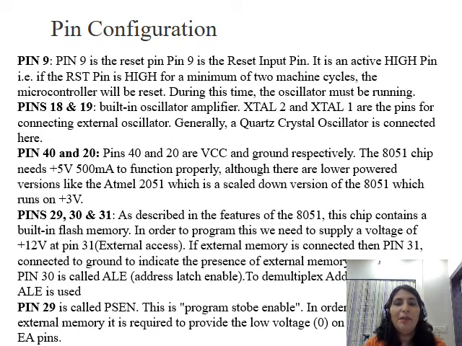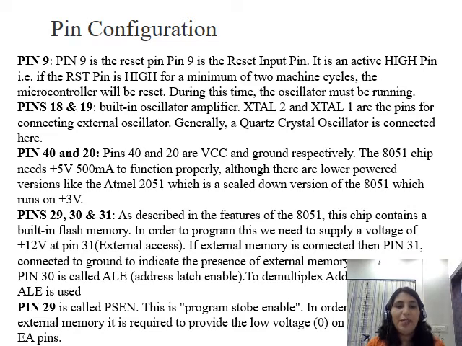If external memory is connected, then pin number 31 is connected to ground, to indicate the presence of external memory. Pin number 30 is called the address latch enable. Now earlier I have mentioned that address and data lines are multiplexed together. So to demultiplex address and data lines, the address latch enable pin is used.